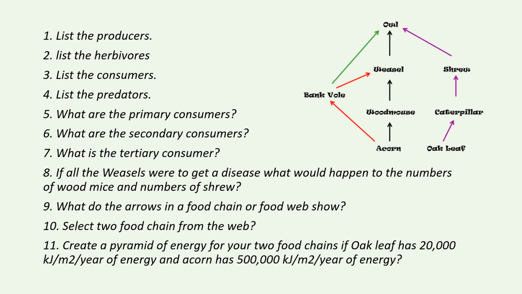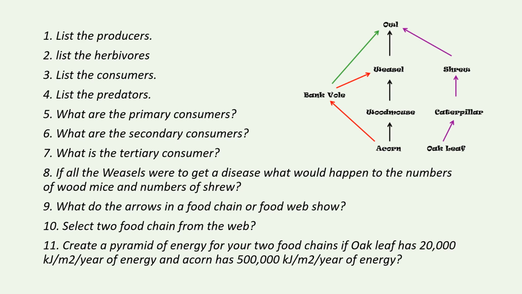So the questions are: list the producers, list the herbivores, list the consumers, list the predators, what are the primary consumers, what are the secondary consumers, what are the tertiary consumers. If all the weasels were to get a disease, what would happen to the numbers of wood mice and numbers of shrews? What do the arrows in a food chain or food web show?